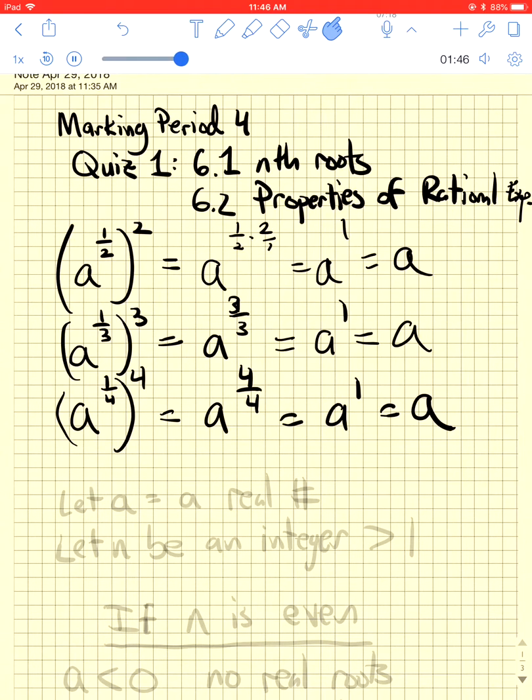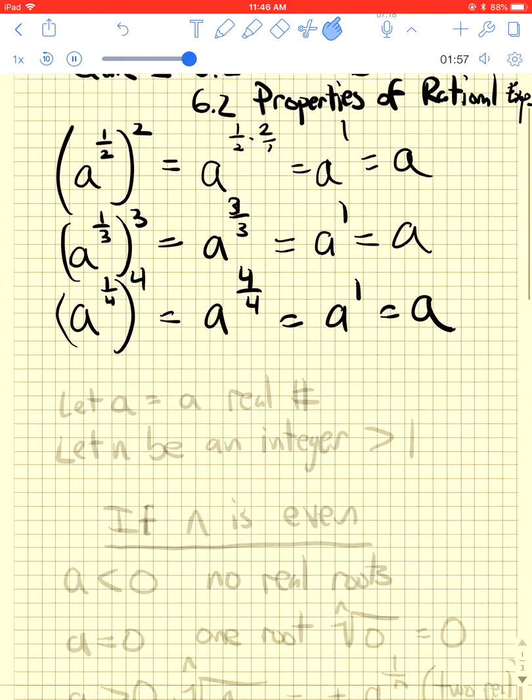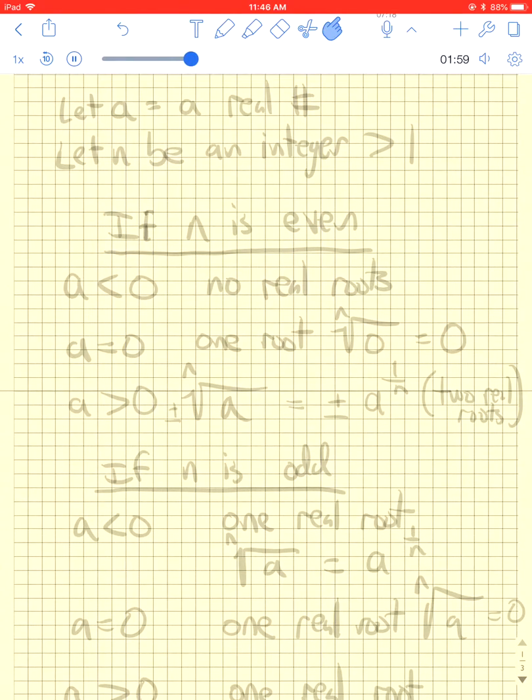So what do we learn from that? Just that when you have a fraction in the exponent and it's raised to another power, you multiply those exponents, which we learned before. Okay, moving on.